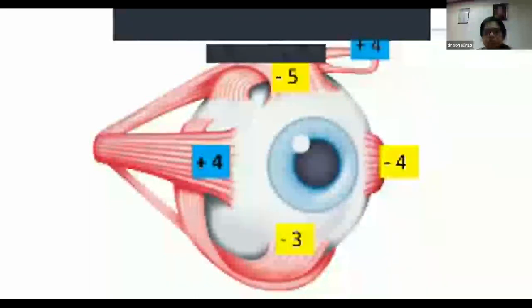On extraocular muscle evaluation, the right eye showed a minus 5 limitation of superior rectus, minus 4 limitation of medial rectus, and minus 3 limitation of inferior rectus. Plus 4 movement of superior oblique and lateral rectus was seen, whereas the left eye was within normal limits. Therefore, the functioning muscles of the right eye were lateral rectus, superior oblique, and to some extent inferior rectus.